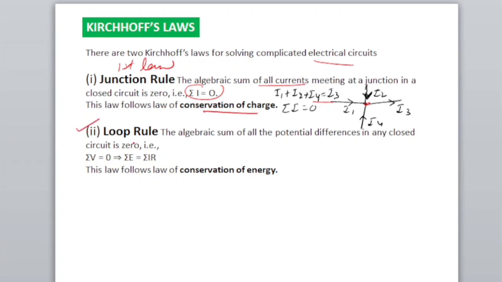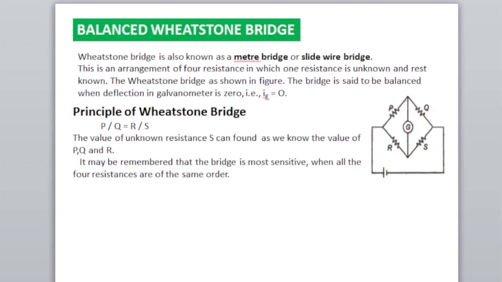Now the second law. Kirchhoff's second law is also called the loop rule. The algebraic sum of all the potential differences in any closed circuit is always 0. It means the total potential difference across any closed loop is equal to 0. It means E equals IR. The total EMF of the cells in the closed circuit is equal to the sum of the products of current and resistance along different branches, and this follows the law of conservation of energy. So you must remember these two laws, Kirchhoff's first and second, the junction rule and the loop rule. The junction rule is related to conservation of charge, and the loop rule is related to conservation of energy. Very, very important.